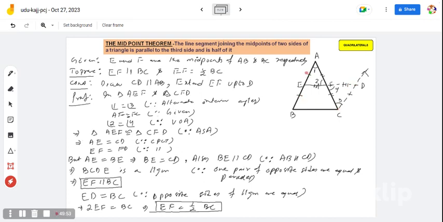For that, by making triangle AEF and triangle CDF congruent, we got AE is equal to CD. Now AE was equal to BE and AE is equal to CD. Therefore, BE will be equal to CD, and BE was already parallel to CD. Therefore, BECD became a parallelogram. One pair of opposite sides are equal and parallel. Therefore, we get EF is parallel to BC and ED is equal to BC. But since this triangle was congruent to this triangle, this side was equal to this side. So we can write ED as twice of EF, which is equal to BC. So EF is equal to half of BC. Hence we proved the theorem.